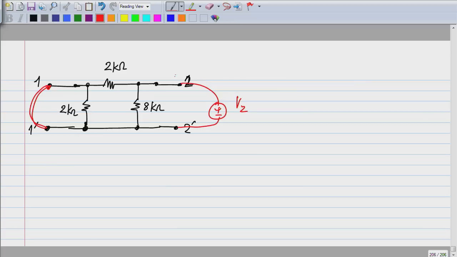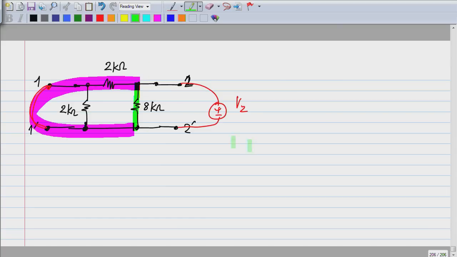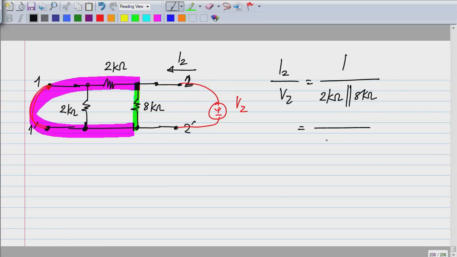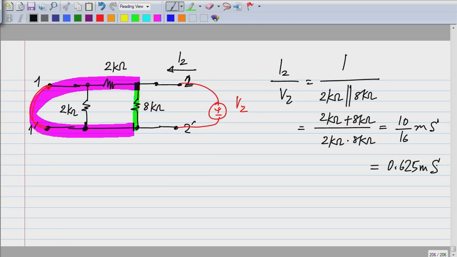Now, you see that this 2 kilo ohm is in parallel with 8 kilo ohm, okay, because this is short circuited. So this 2 kilo ohm is in parallel with this 8 kilo ohms, okay. So essentially, you see a conductance corresponding to 2 kilo ohm in parallel with 8 kilo ohms, okay. I2 by V2 will be 1 by 2 kilo ohm parallel 8 kilo ohm, which is 2 kilo ohm times 8 kilo ohm over 2 kilo ohm plus 8 kilo ohms. Okay. This is 10 by 16 and you have kilo ohms in the denominator, so it is millisiemens. So this is 0.625 millisiemens. Okay.